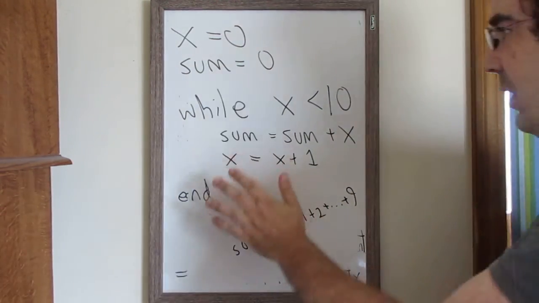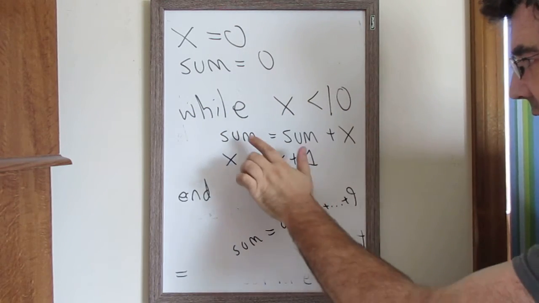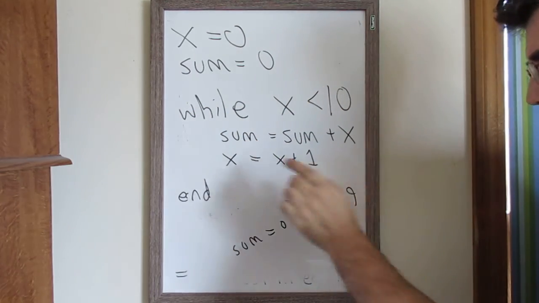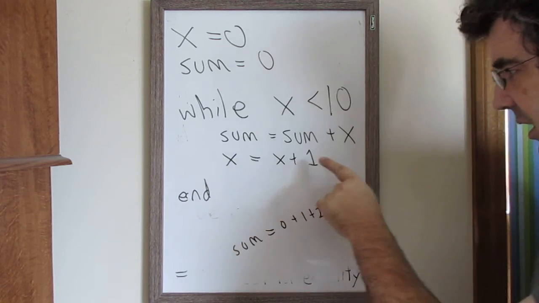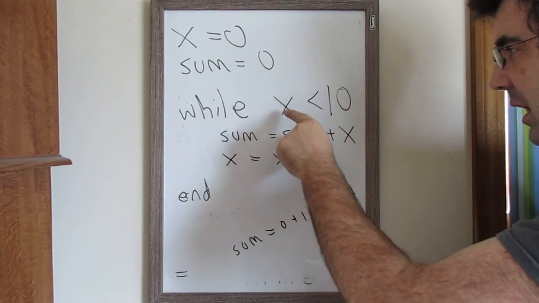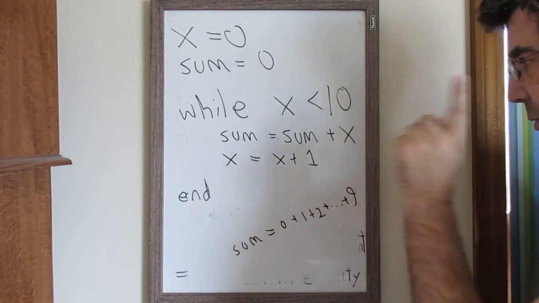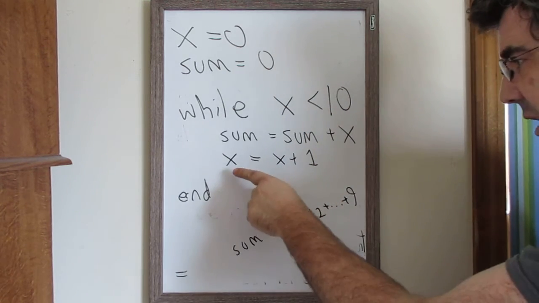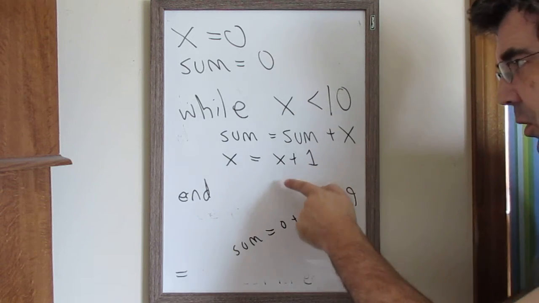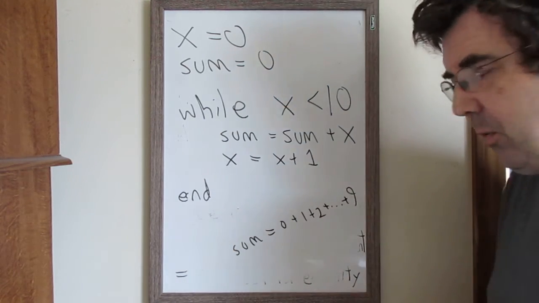So you start off with x is 0. Is 0 less than 10? Yes, go ahead. Sum is equal to sum plus 0. Boom. X is equal to x plus 1. X is equal to 1. Okay, now go back to the top of the loop. 1 less than 10? True. Sum is equal to sum plus 1. You've added 1 to it. Increase x by 1. X is now 2. Go back to the top of the loop. 2 less than 10, and so on and so on.